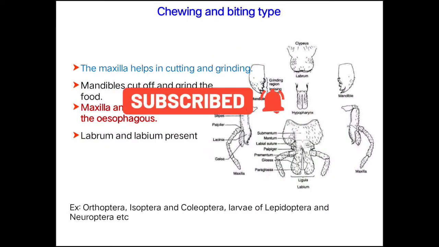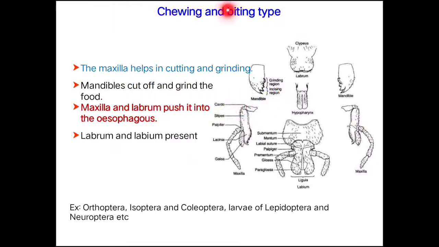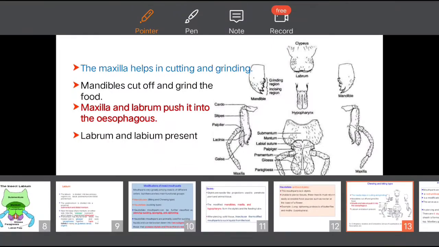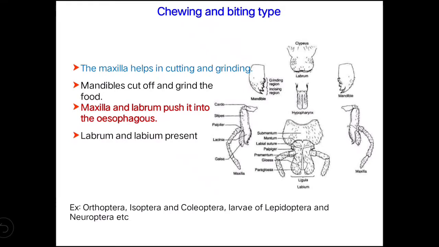So today we will discuss the mouth part in detail. First we will discuss chewing and biting type of mouth parts. Here you can see the structure of chewing and biting type of mouth parts. This kind of mouth part has maxilla, mandible, labrum and labium.